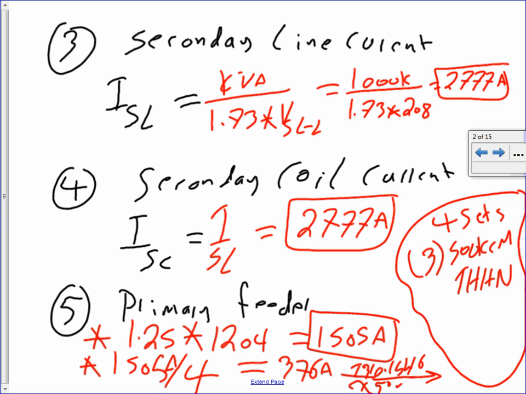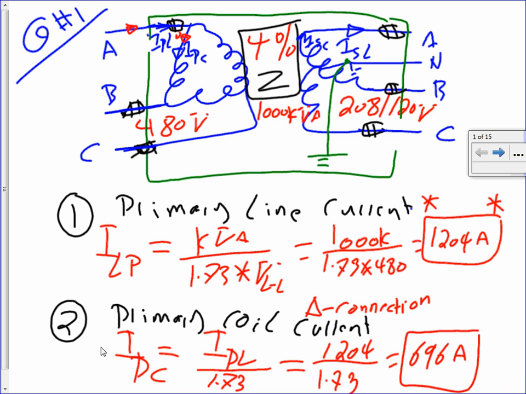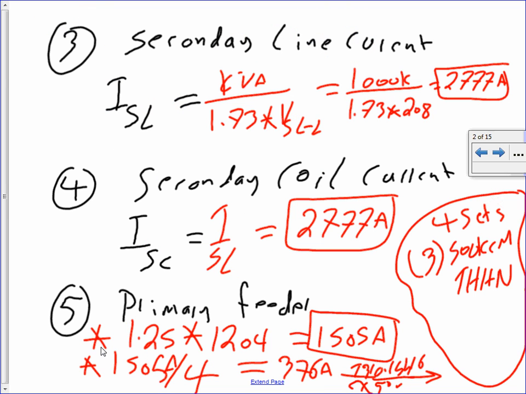What happened to the neutral? Do I have to size a neutral on the primary? Let's go look at it. Is there any neutral here on the primary side? No. Why? It's a delta. Deltas don't have neutral. So I don't have to size a neutral because it doesn't exist.